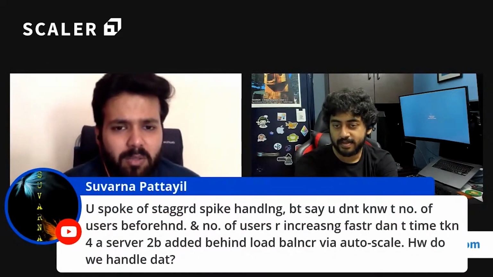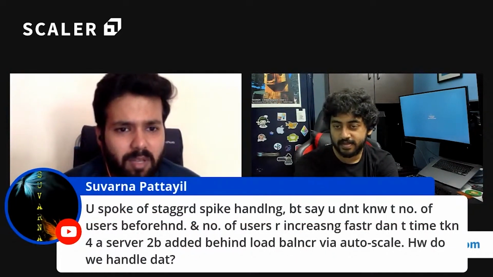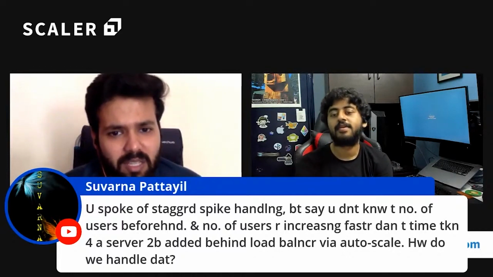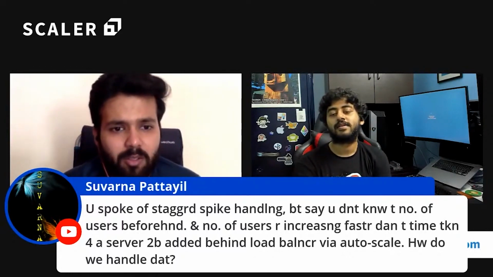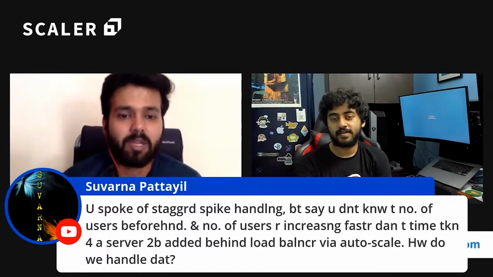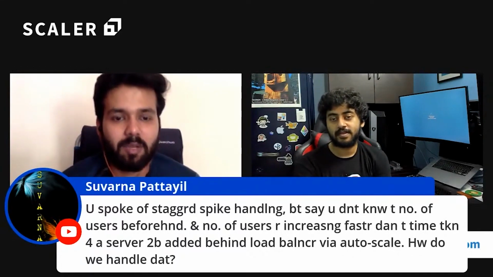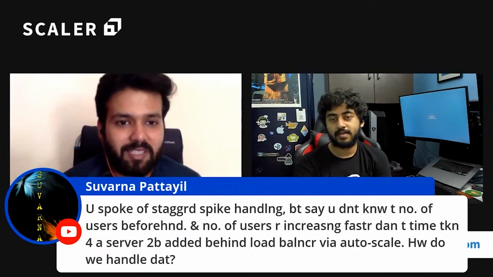So, staggered spike handling, but say you don't know the number of users beforehand, and the number of users are increasing faster than the time taken for a load balancer to add instances. How do you scale? The answer to that is you cannot scale that. Right? This is one problem that I have faced a lot.